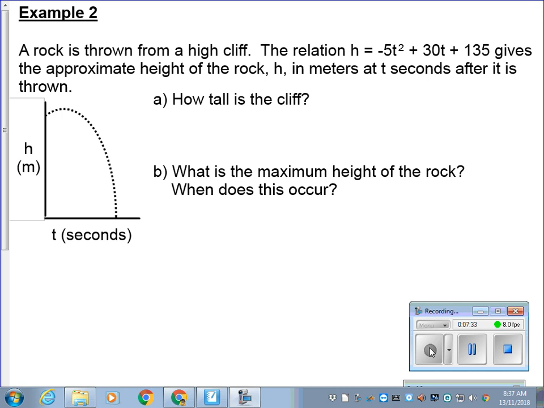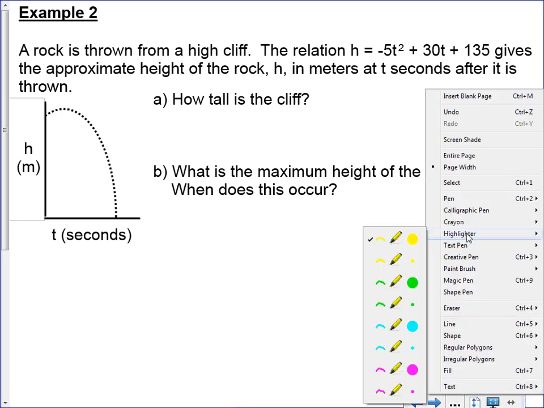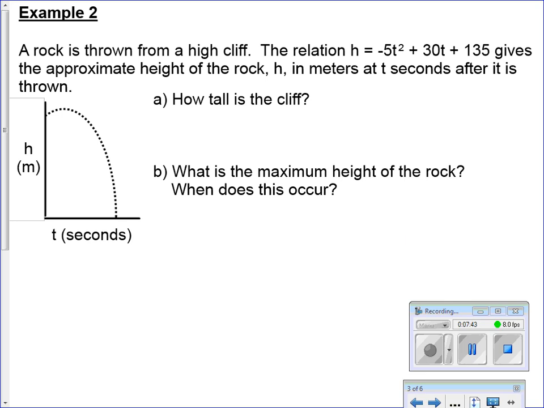Now yesterday we talked about completing the square. If you look at this problem, it says a rock is thrown from a high cliff. The equation is highlighted by this specific equation. Now, for part B, it says how tall is the cliff. If we take a look at A, it says how tall is the cliff.